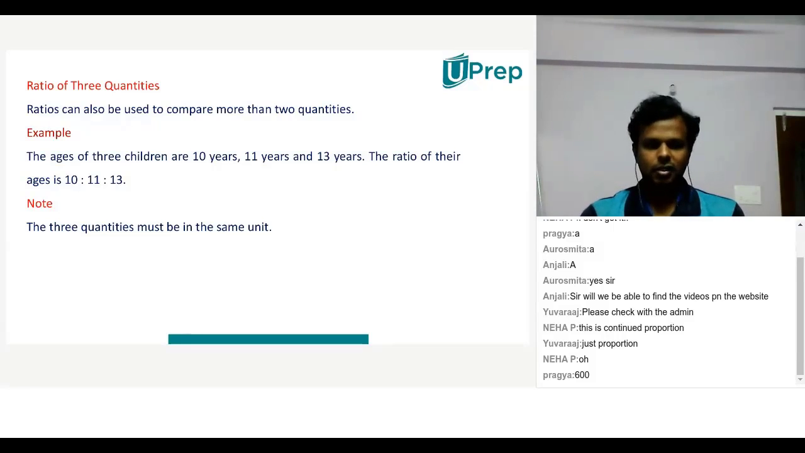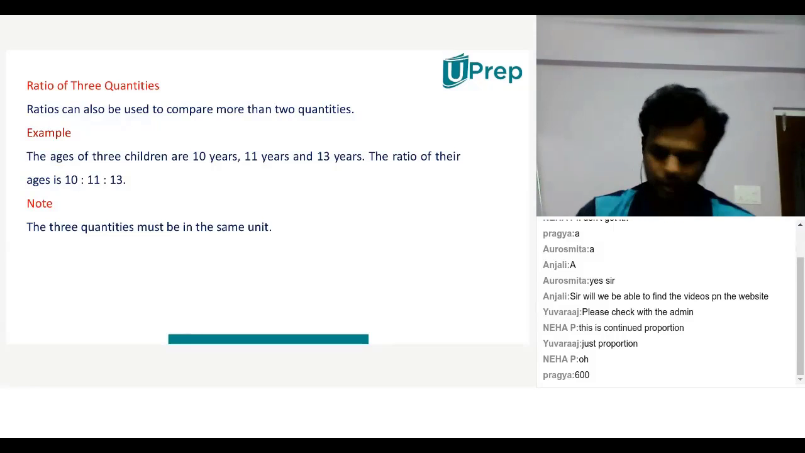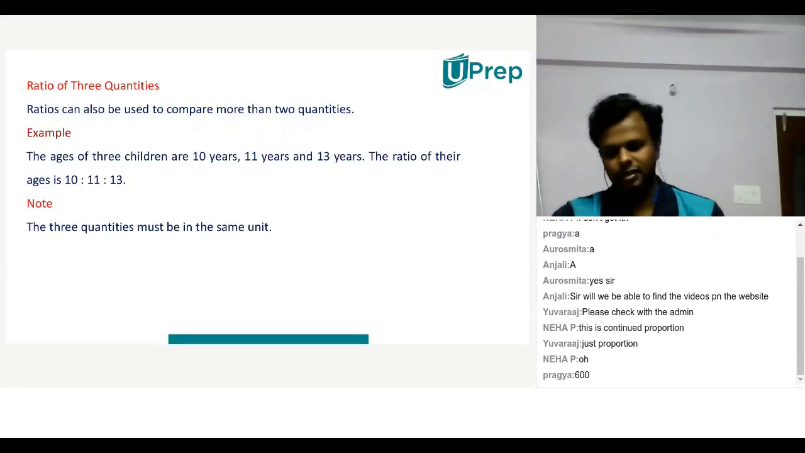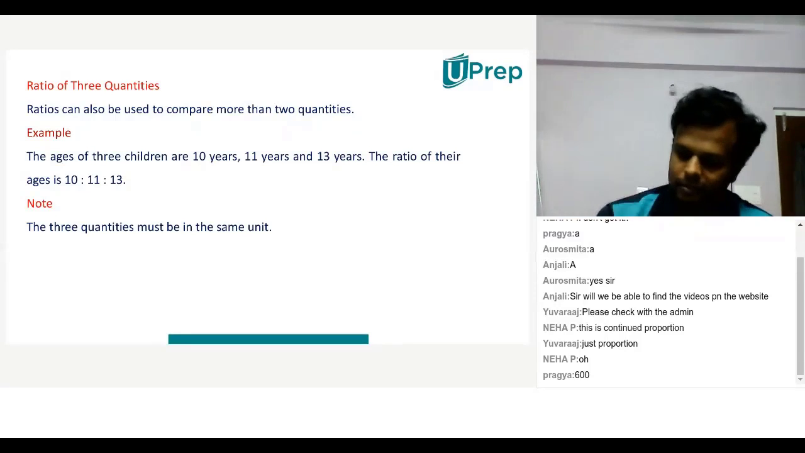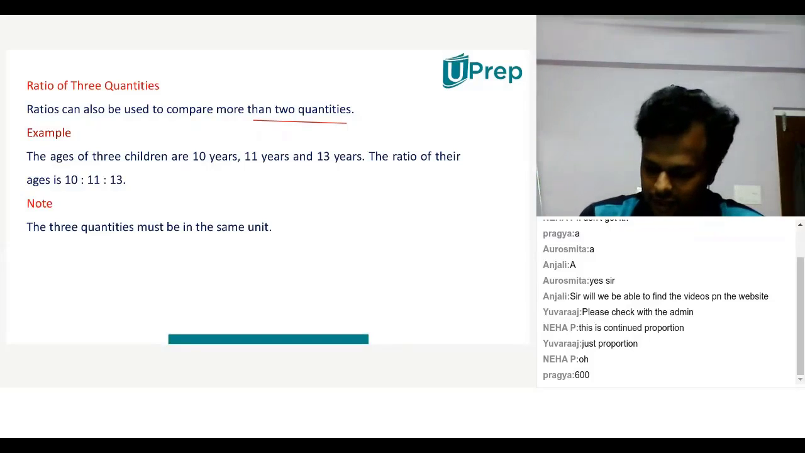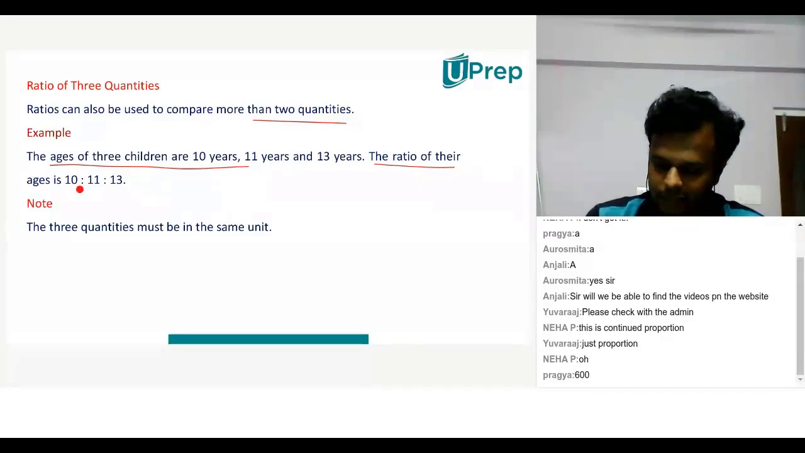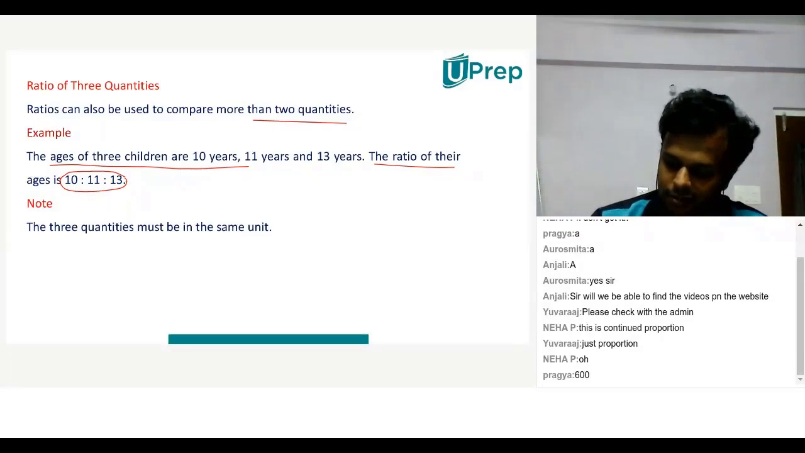So children, here we are talking about the ratio of three quantities. The ratio can also be used to compare more than two quantities. The ages of three children are 10, 11, and 13. The ratio of their ages will be 10:11:13. This is a simple example. The main idea here is that we can have ratios for more than two quantities.